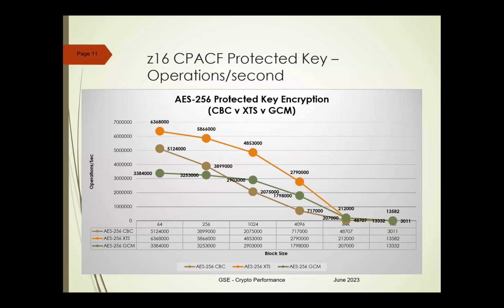So those last 2 charts were for clear key operations. This is the same information, but using protected key operations. And again, this one is the operations per second. So obviously, just like on the previous operations per second, the larger the block size, the fewer operations that you can send at a time. But the throughput is still going to be better if you can do more data, larger blocks.